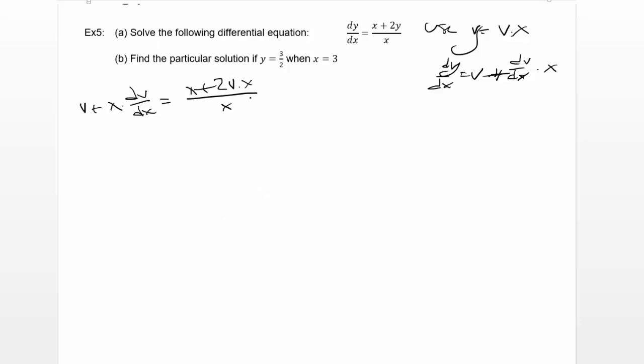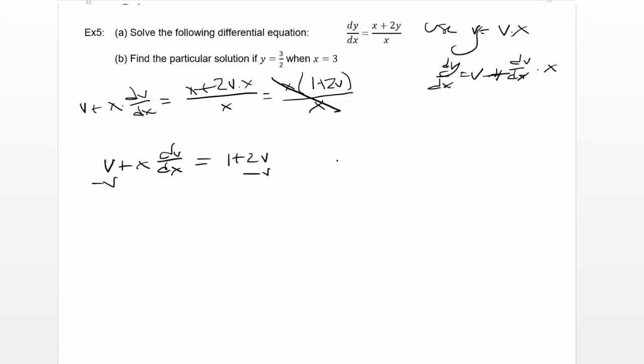Note that in the numerator, I can factor out an x, because each term now has an x, and this leaves me with a 1 plus 2v, and divide by x. And what do you know? Now I can cancel these two x's that are here. So I now have this expression to deal with: v plus x dv dx is equal to 1 plus 2v. This is now separable. I can get the v's on one side. x dv dx is equal to 1 plus v.